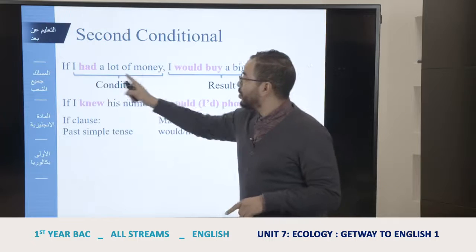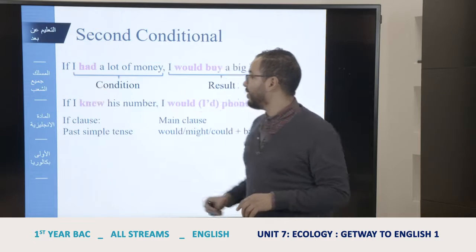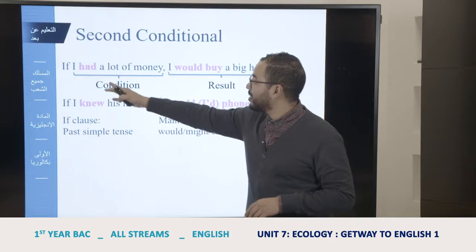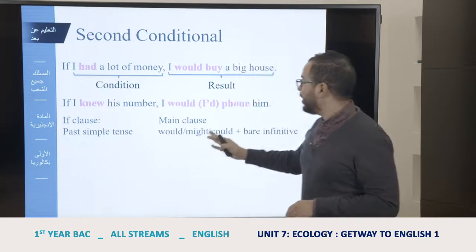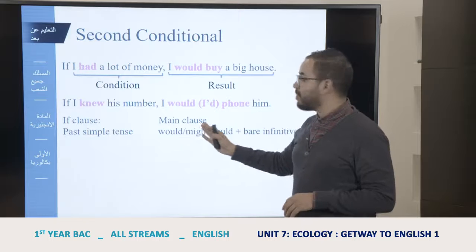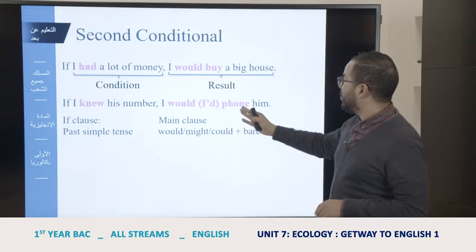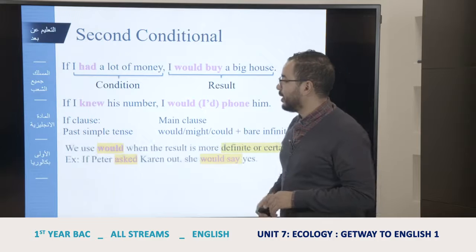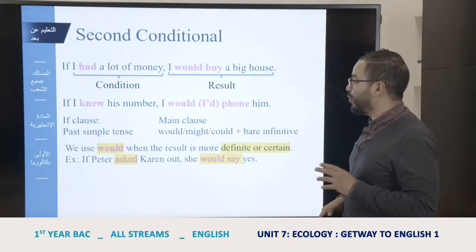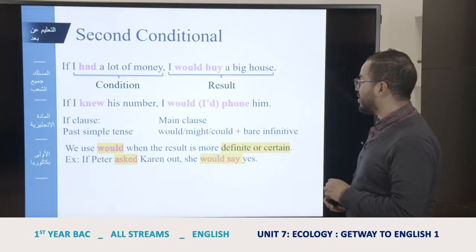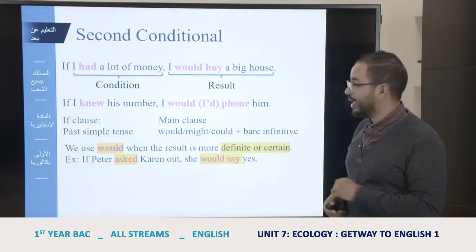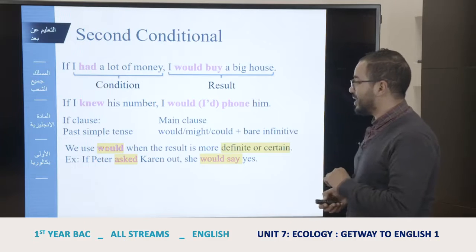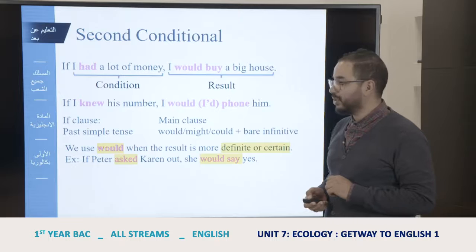So we have two clauses: the if clause, which means the clause that has if, and the main clause. In the if clause, I use the simple past, had, knew, and in the main clause, I can use would, might, could, plus verb in the infinitive. I give you examples with would first. We use would when the result is more definite and certain, like if Peter asked Karen, she would say yes. So I'm a bit certain about this.